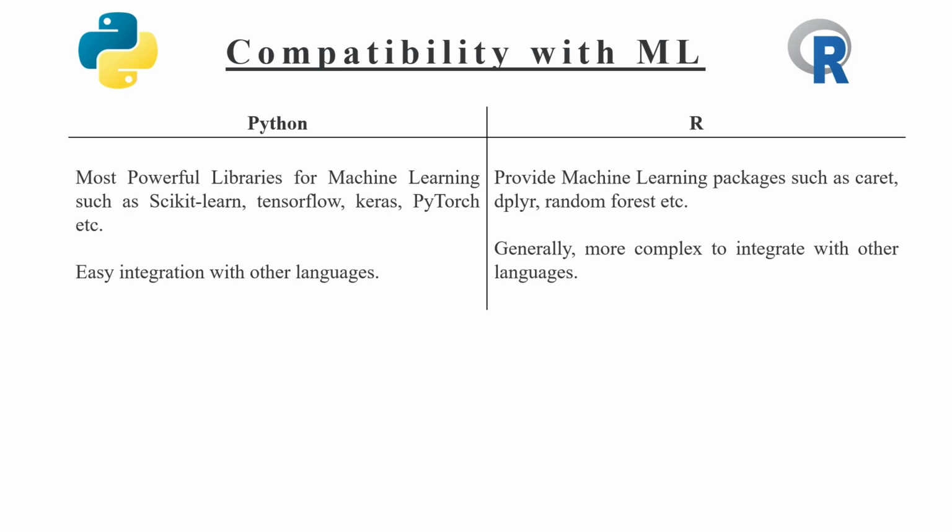R also provides packages like caret, dplyr, and randomForest, which are commonly used for statistical machine learning models and data analysis. Python allows seamless integration with other languages like C, C++, and Java, making it highly flexible for large-scale applications. R, while strong in statistical modeling, is generally more complex to integrate with other languages and production environments. So ultimately, both languages offer machine learning capabilities, but their use cases are different. Python is widely adopted, and we can say that Python is a clear winner in machine learning.